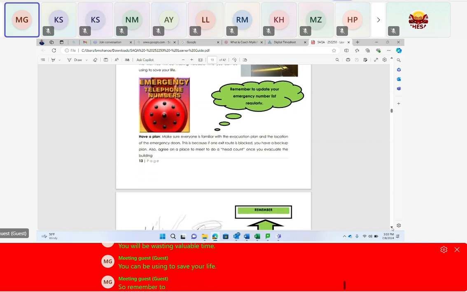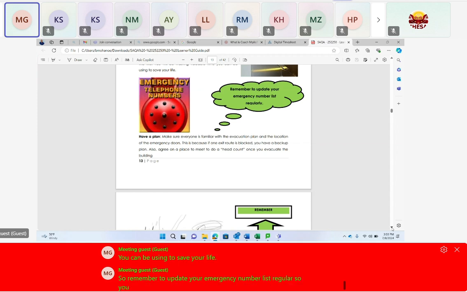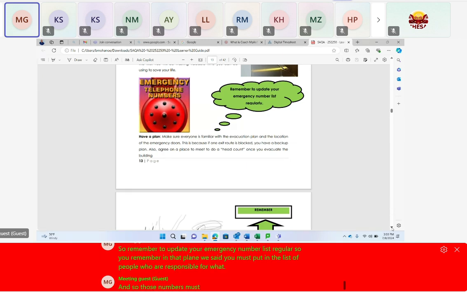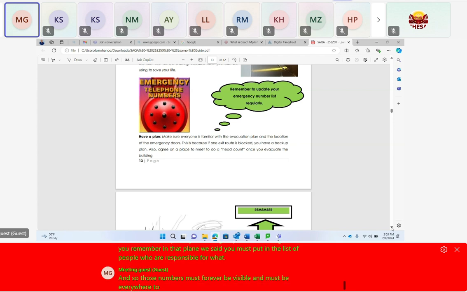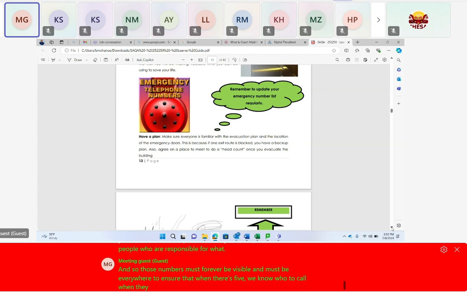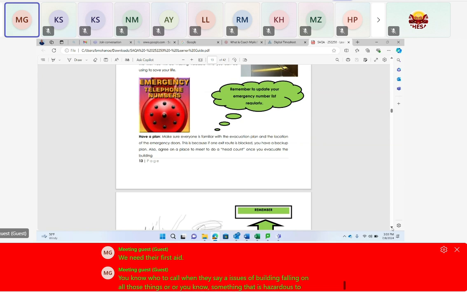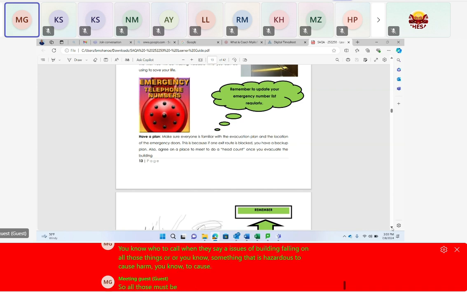So remember to update your emergency number list regularly. Remember in that plan we said you must put in the list of people who are responsible for what. Those numbers must forever be visible and must be everywhere to ensure that when there's fire we know who to call. When there's someone who just fell down, we need the first aid, you know who to call. When there's issues of building falling and all those things, or something that is hazardous to cause harm, you know who to call. All those must be placed in your plan, which you are going to post on every wall there. So have a plan.